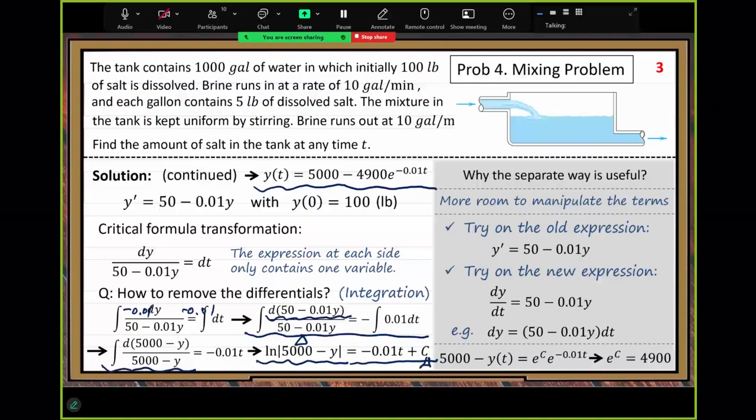But I leave that question. You need to convince people why we can remove that absolute value. Because later we will have many questions where we need to remove the absolute value sign. We have so many questions where we need to remove absolute value.